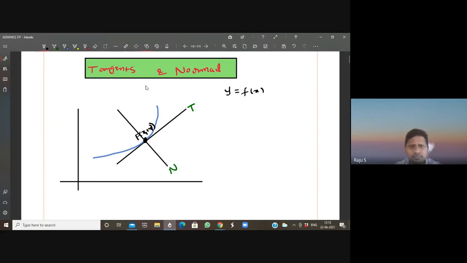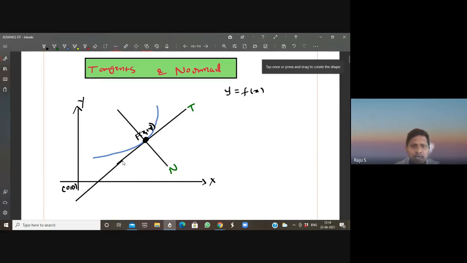How can you find the equation of tangent and normal? Before finding the tangent, we should find the slope at that point. Here we have only one point, x1, y1. How can you find the slope? To find the slope, different methods are there.